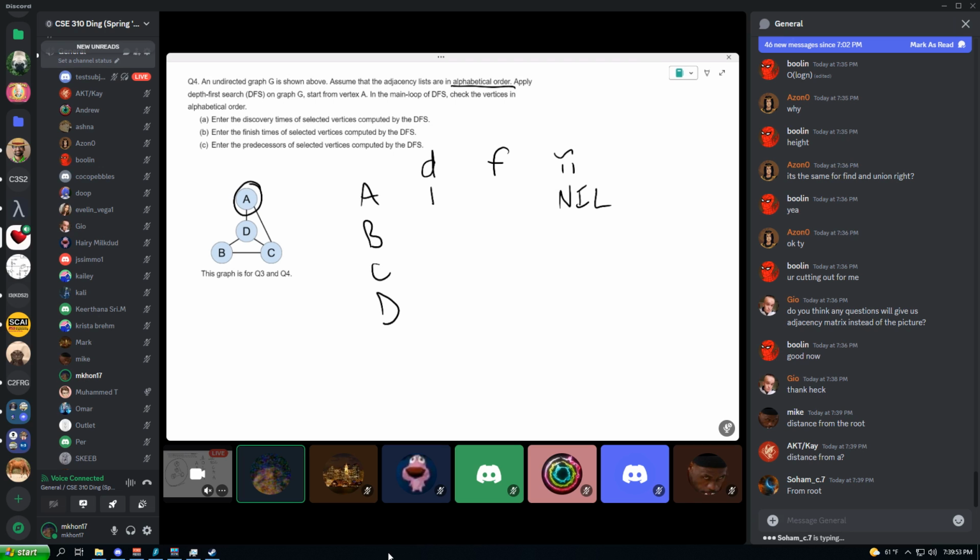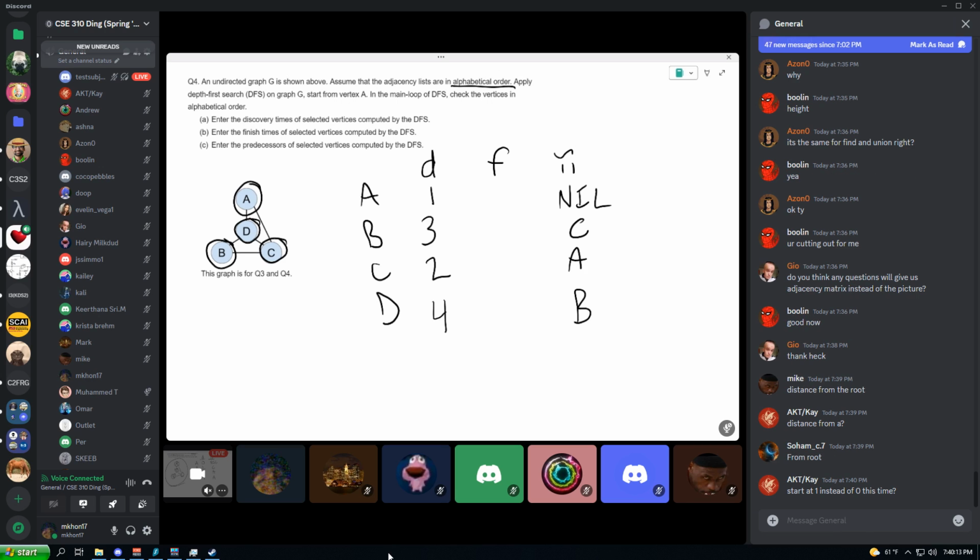Now we have to check its connections. It has C, so I'm going to go to C. We came from A. This is discovery time 2. C is connected to B and D. B goes first, so I'm going to connect to B. Discovery time 3. And then I'm going to connect to D. That is discovery time 4, from B.